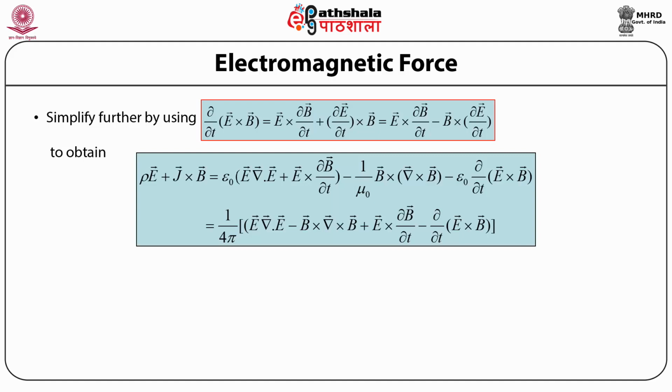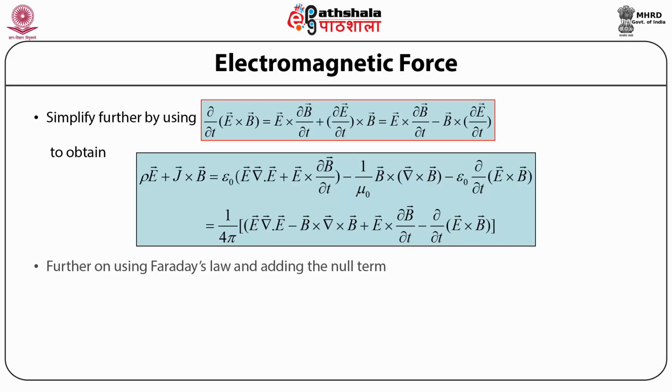And then we simplify this further. So we can write this as being equal to 1 upon 4 pi times bracket open, then again within brackets, electric field vector E times divergence of the electric field vector E minus the magnetic field induction vector B cross product with the curl of the magnetic field induction vector B, plus the cross product of the electric field vector E and the partial time derivative of the magnetic field induction vector B, minus partial time derivative of the cross product of the electric field vector E and the magnetic field induction vector B, whole bracket close.